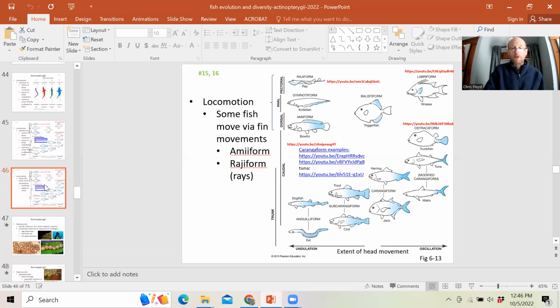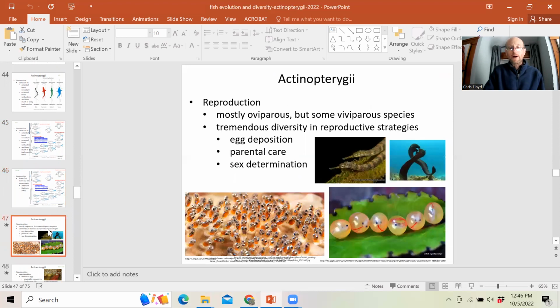But we see the importance of the fin movements as well. And this is just glossing over a lot of highly complex movements. I didn't even talk about the pelvic fins or the anal fins or the tail fin itself and all the dynamics of that as well. In the next part, we'll look at reproduction by the ray-finned fishes.